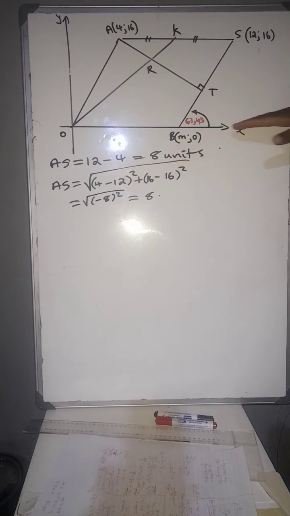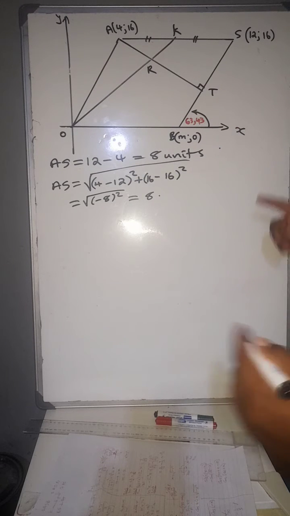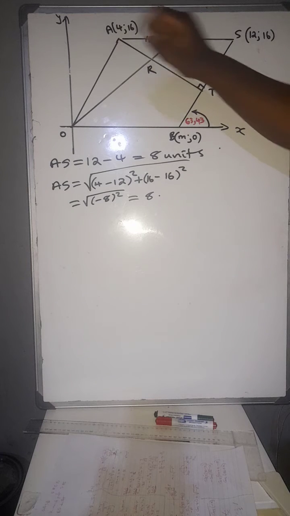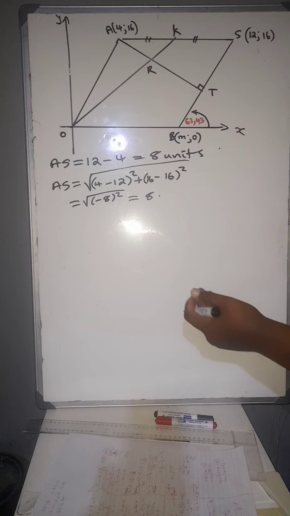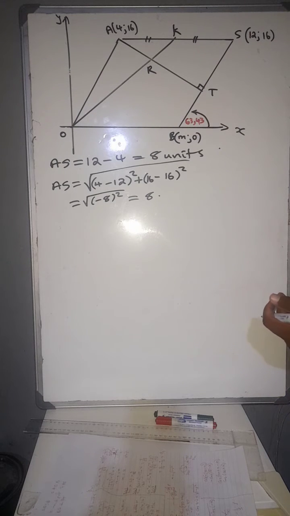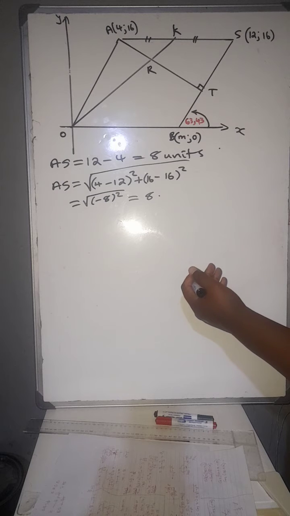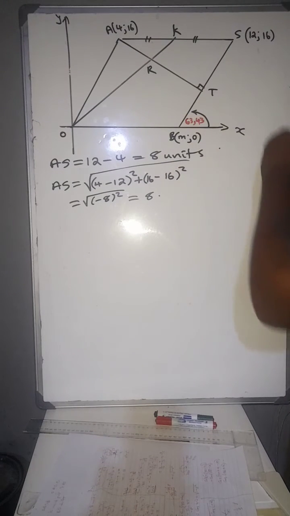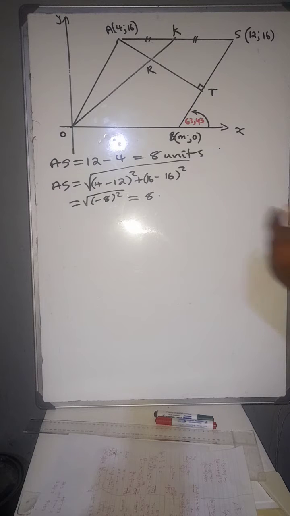That is the first question. And then the second question is saying determine the coordinates of K, which is the midpoint of AS. Even this question is just one mark. Remember we said this line is parallel to the x-axis, so it's a matter of finding the midpoint between 12 and 4. 12 plus 4 is 16, and 16 divided by 2 is 8. So the coordinate there should be 8 and 16, because it also has 16 as its y value.